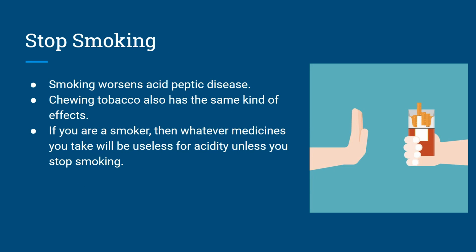The next thing to do is stop smoking. Now, smoking has been strongly linked to the development of acid peptic disease, and smokers tend to have worse acidity problems than non smokers. Similarly, chewing tobacco is a problem. So, if you're a smoker or if you chew tobacco, then you need to stop doing so because even if you take medications, while you may get relief temporarily, it may not be a permanent solution unless you stop these habits completely.